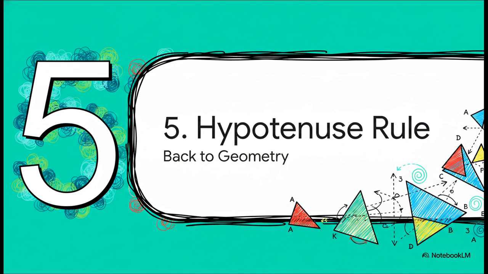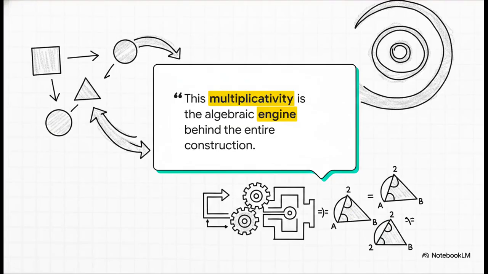Now for our final section, Part 5, the hypotenuse rule. It's time to zoom back out. Let's connect this microscopic prime behavior directly to the actual physical triangles we draw on paper. The core concept tying this entire explainer together is perfectly summed up by this quote from our source material. This multiplicativity is the algebraic engine behind the entire construction. The norm map we've been using is multiplicative, and that mathematical property, that's the true hidden force generating these geometric shapes.